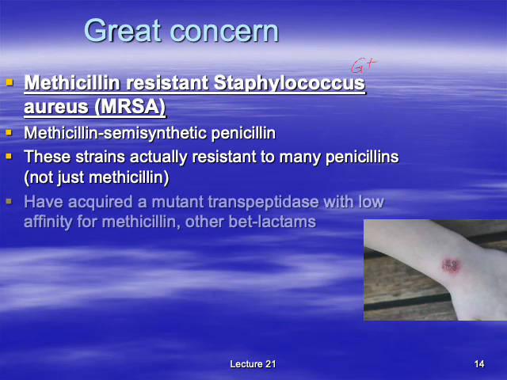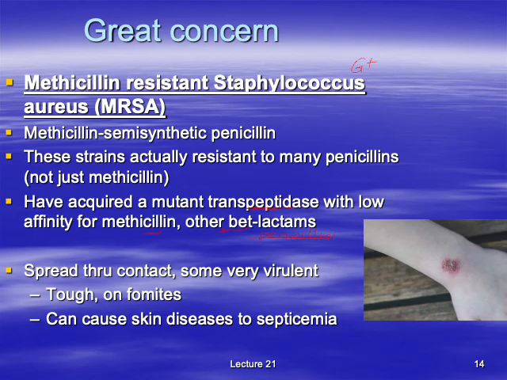And the common denominator was that these methicillin-resistant Staphylococcus aureus have somehow acquired a mutant transpeptidase, through some recombination event, and it spread very, very like wildfire among the Staphylococcus aureus. So now they all have these mutant transpeptidases that have a very low affinity for methicillin and other beta-lactams, meaning other penicillins. Because of their mutant transpeptidases, they just aren't bound by methicillin and other penicillins, and therefore they're resistant.